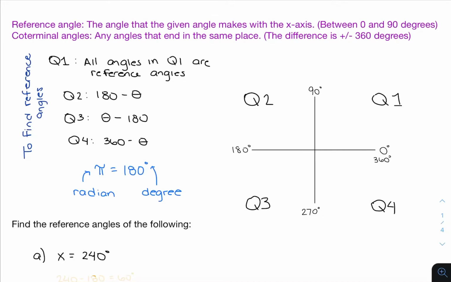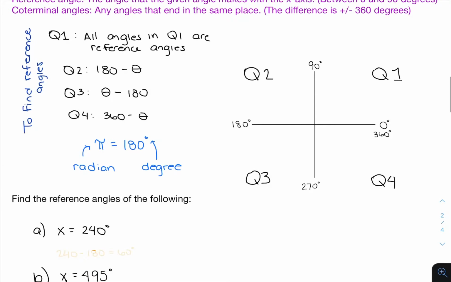So if we wanted to find the reference angle of 240 degrees, in order to do that, we know that 240 degrees is in the third quadrant. So we would have to take 240 and subtract 180 from it. So how much is that? This means that our reference angle is 60 degrees.